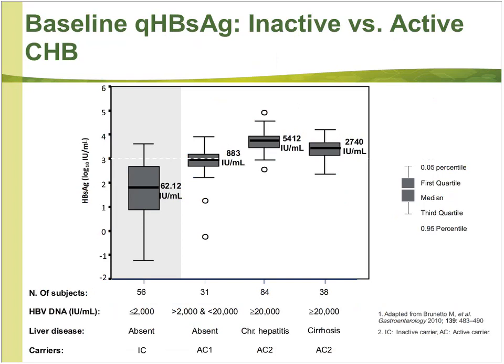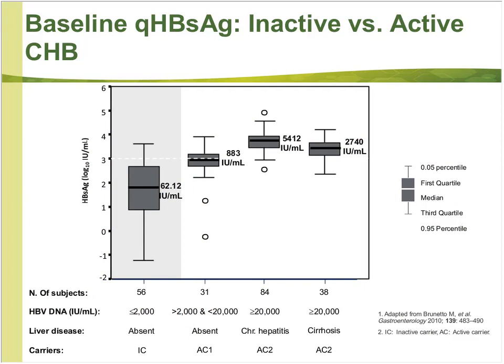Another slide looking at that baseline Quant-S versus inactive and active disease. Let's look at the lower 3 lines. DNA, let's say, is 800. ALTs in the healthy range or just slightly above the healthy range. And we're going to be talking about that patient probably being an inactive carrier. That's what the AC designates.